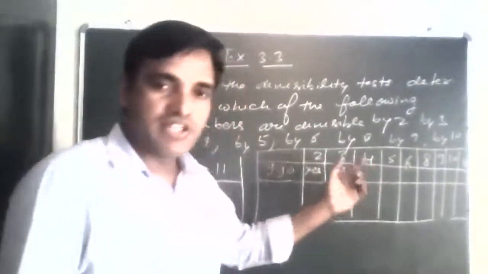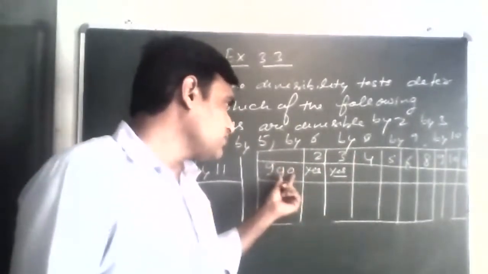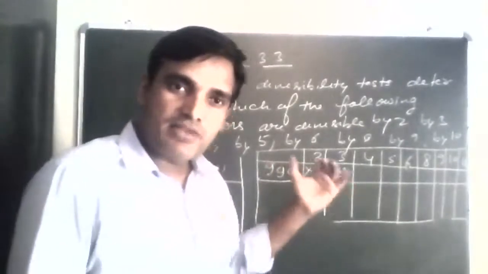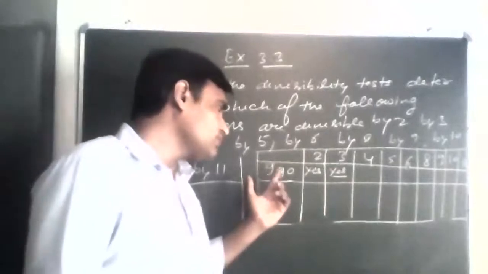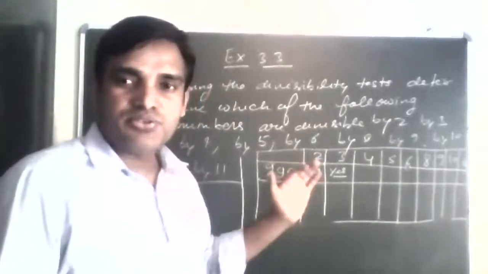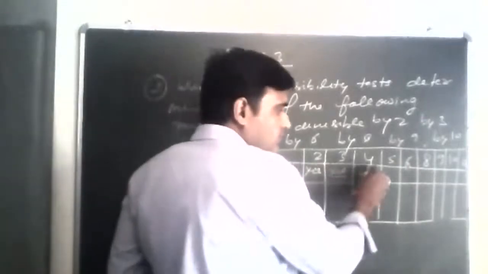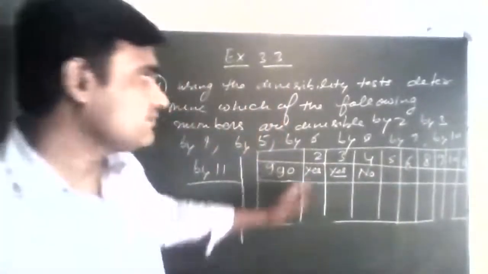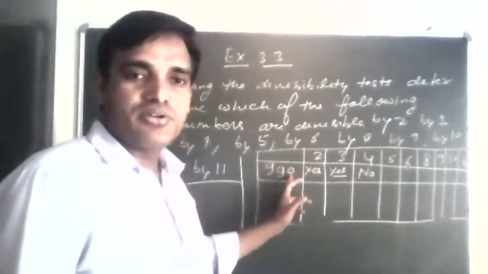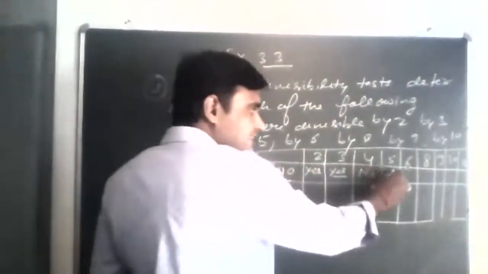Next, for 4, here the last 2 digits of the number are 90. Now we divide 90 by 4. 4 ones are 4, 4 twos are 8, remainder 10. 90 is not divisible by 4. Therefore, 990 is not divisible by 4. No. Okay. Now we check the divisibility by 5. Here at the ones place is 0. Therefore, the number will be divisible by 5. So we write yes here.